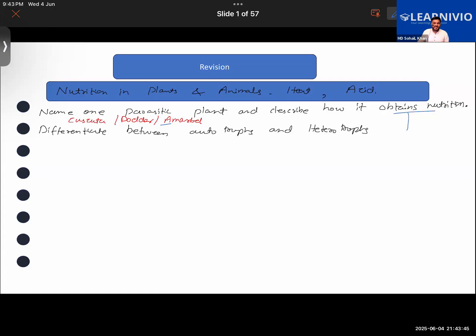Like they will go inside their tissue, right? And they will go into the body of the host plant, and then they will be obtaining, like, not entirely going inside the body of the host plant, but obtaining nutrition from it.